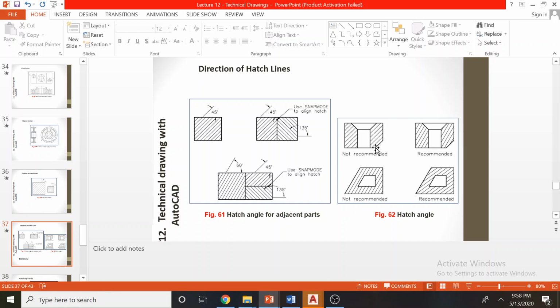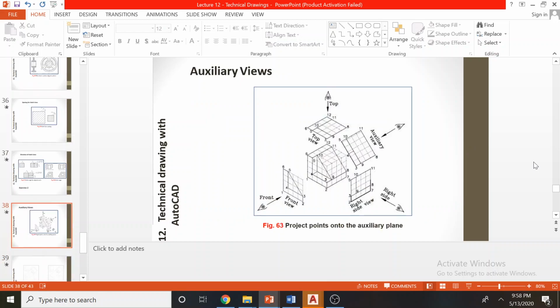Why? Because this hatch line is parallel to this boundary. Not recommended: the hatch line is parallel to the boundary lines. This is good because the hatch line is not parallel to the boundary line. This is also good. The hatch line is not parallel to the boundary line.